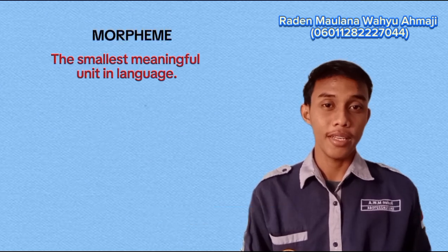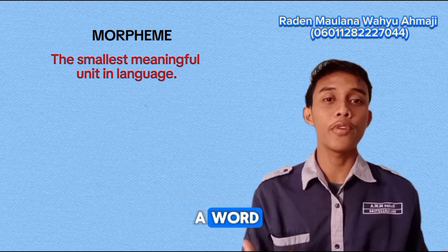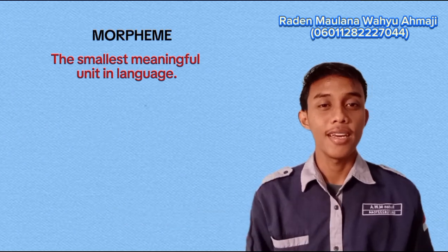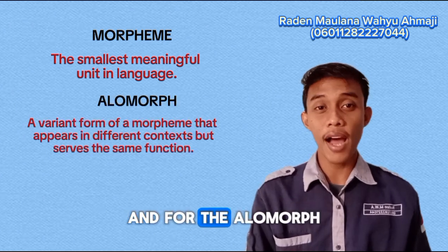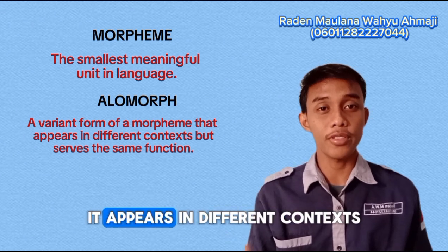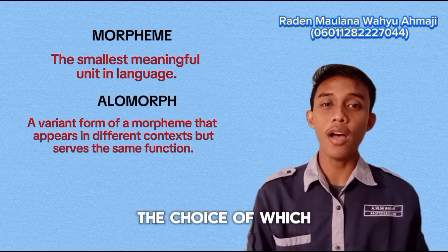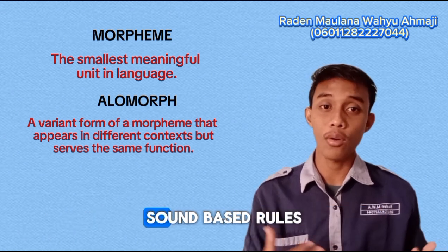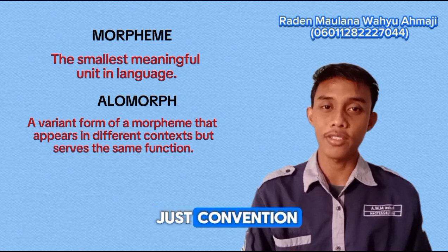For the morpheme, it is the smallest meaningful unit in language. A morpheme can be a word or a part of a word, like a prefix or suffix, that cannot be broken down into smaller meaningful units. And an allomorph is a variant form of a morpheme that appears in different contexts but serves the same function. The choice of which allomorph to use is often determined by phonological sound-based rules, grammatical rules, or sometimes just convention.